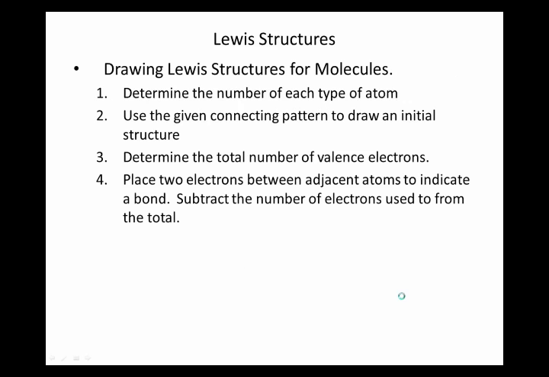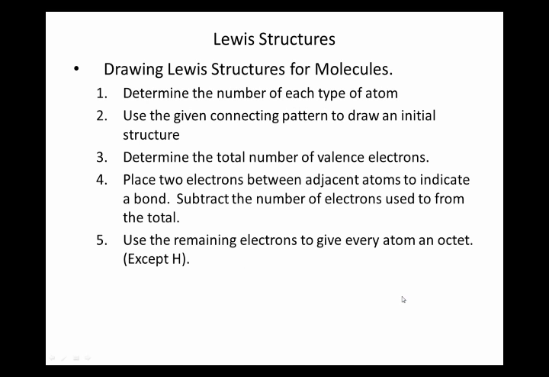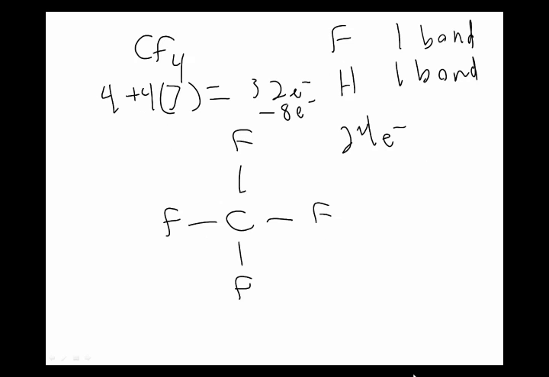Then what we're going to do is use the remaining electrons to give every atom an octet. We're going to put the valence electrons on the remaining atoms in pairs. We always put them in pairs, so I'll show you how that works. Now, extra little rule: always start with the atoms on the outside and work your way in. So atoms on the outside get first priority.